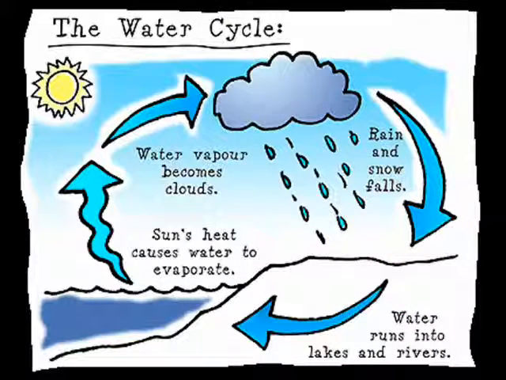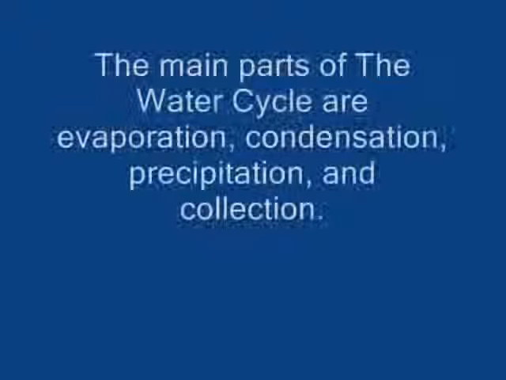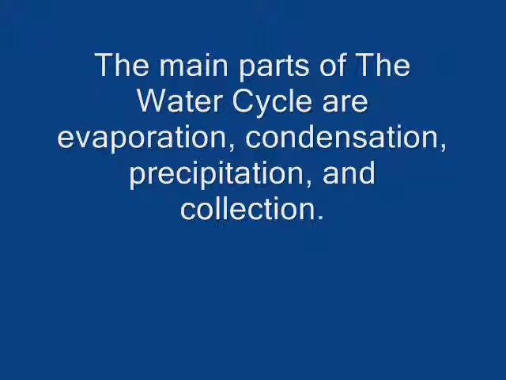Let's review. What are the main parts of the water cycle? The main parts of the water cycle are evaporation, condensation, precipitation, and collection.